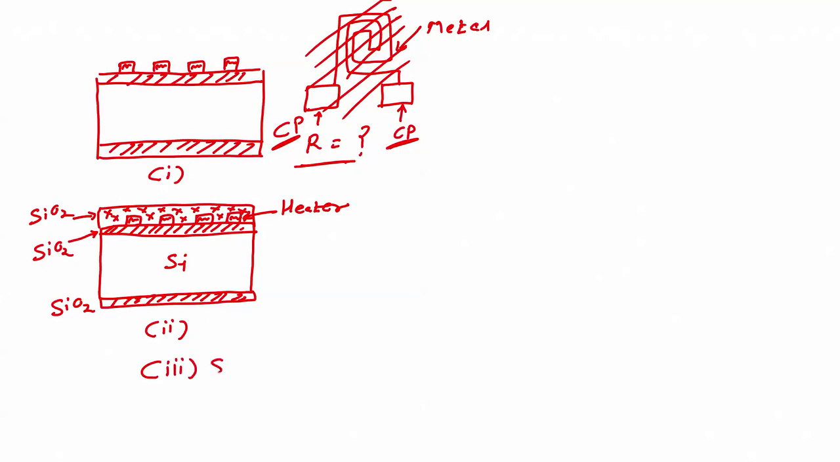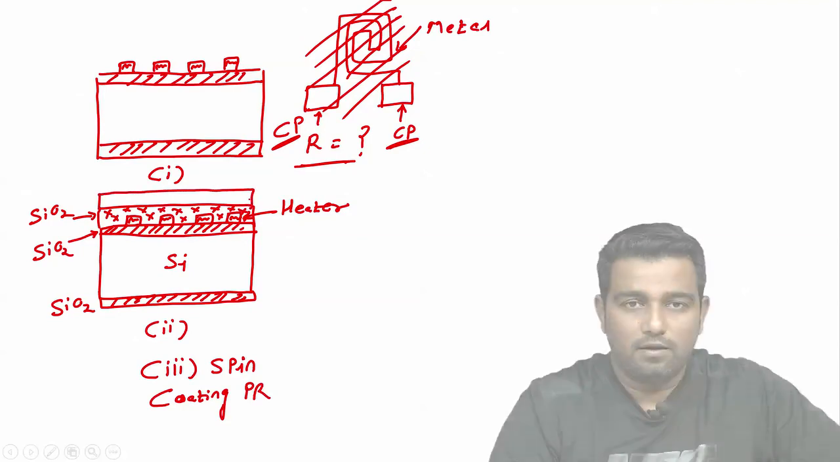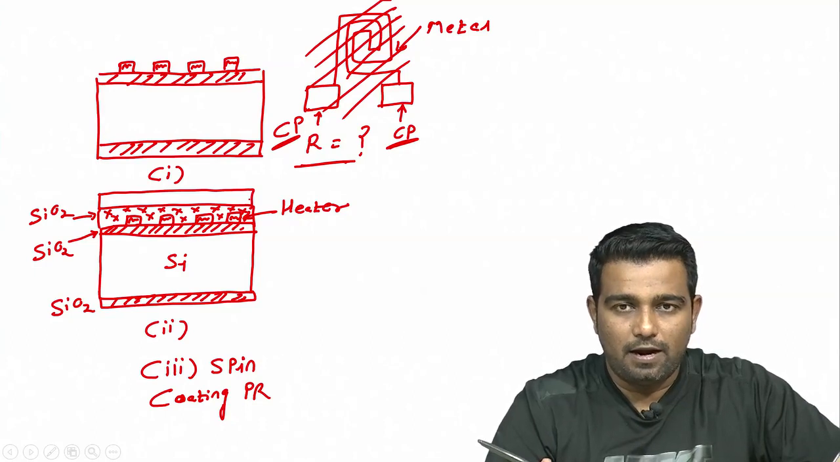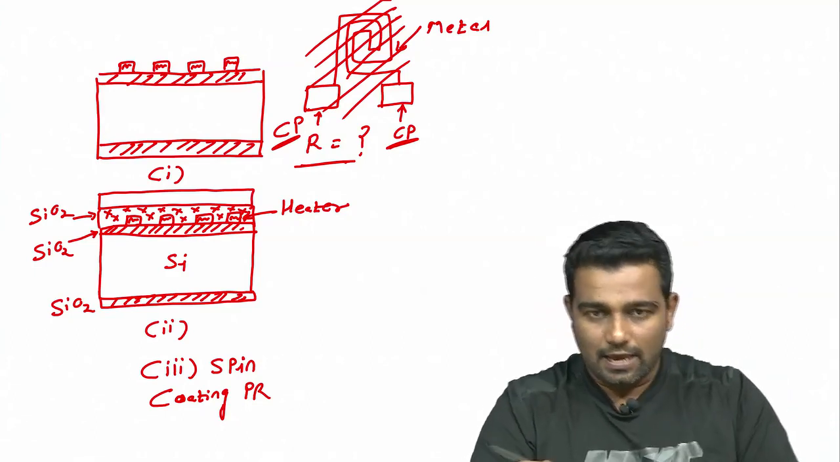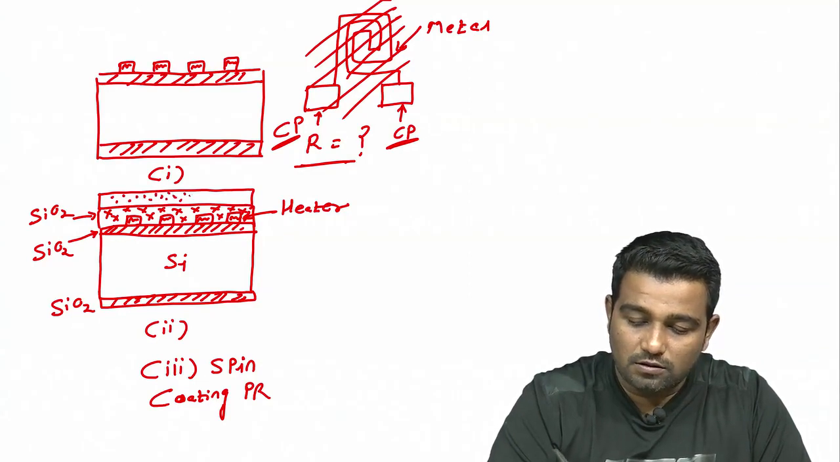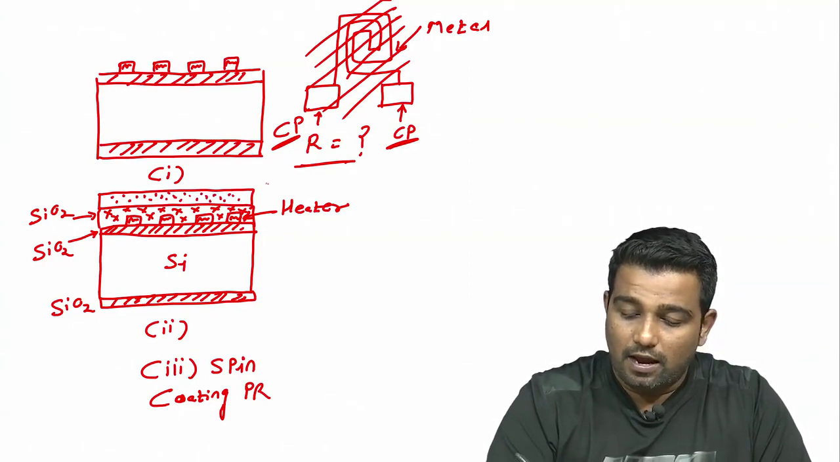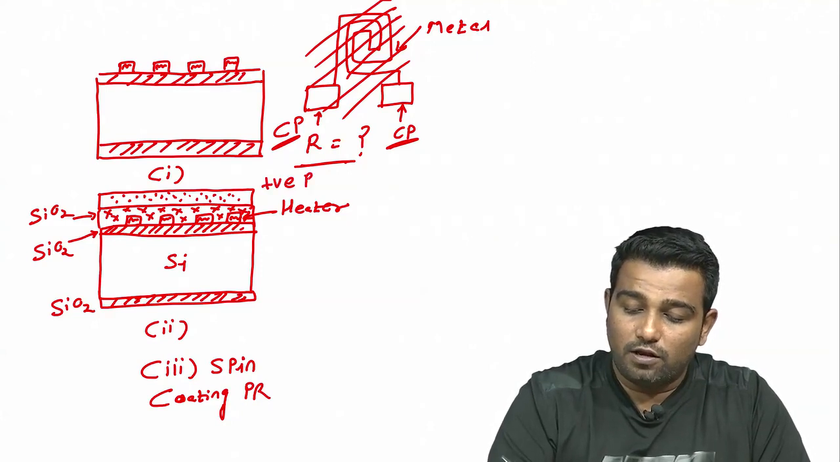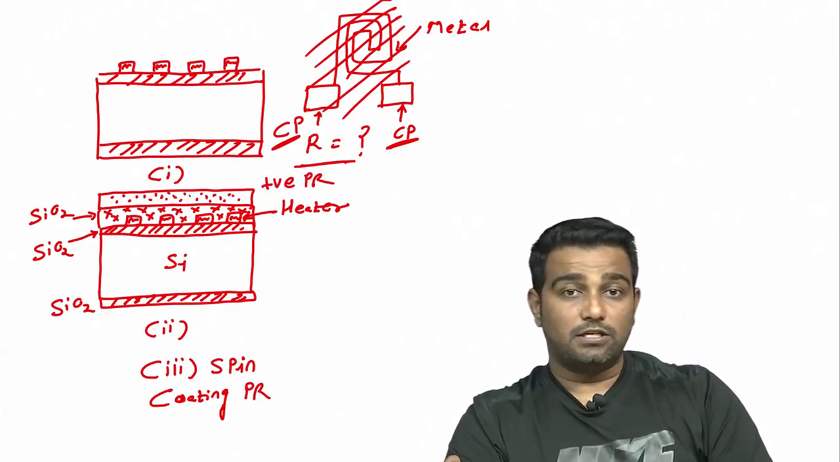would be spin coating photoresist. So, for spin coating photoresist, what I will do? I will put here photoresist, and let us say photoresist is shown by dots. This is photoresist, and here it is positive photoresist. What is it? Positive photoresist.